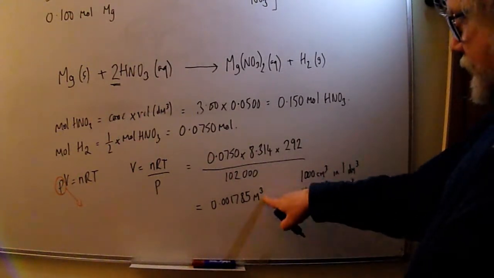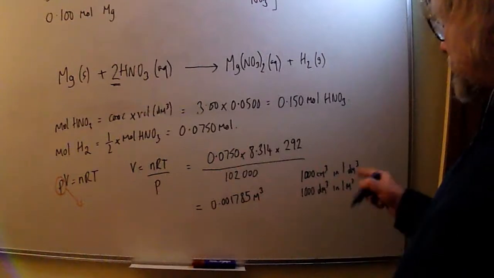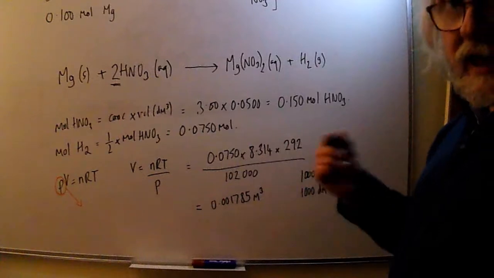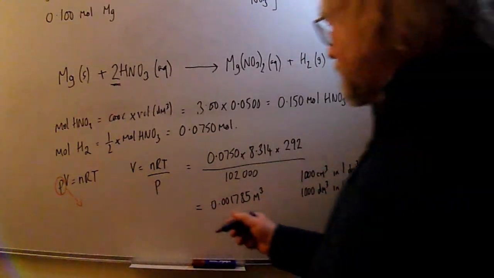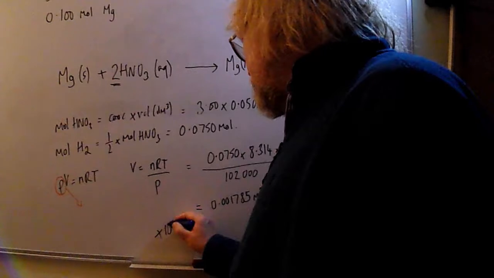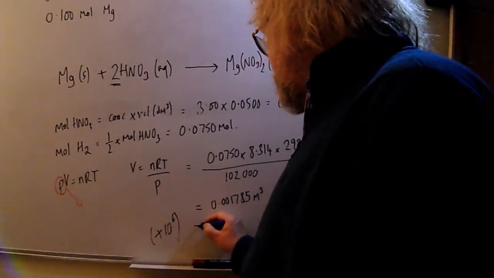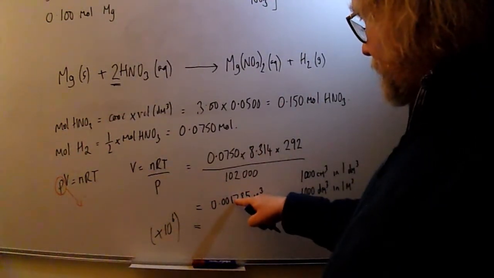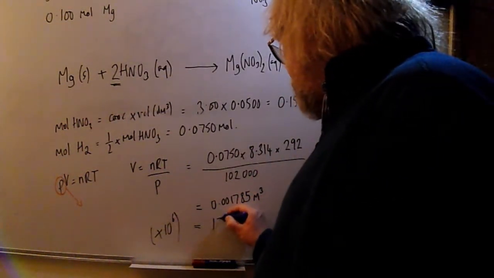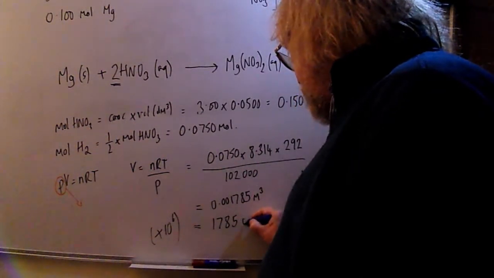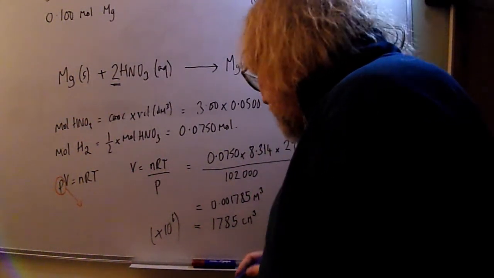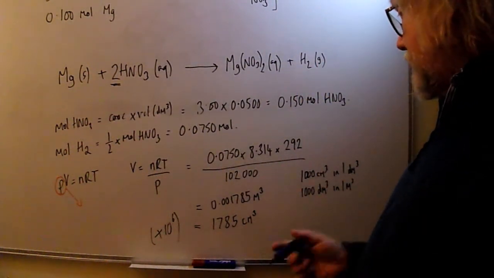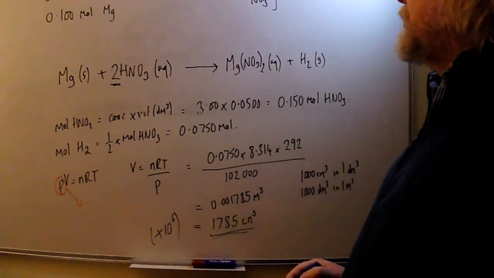Okay, so to convert from meters cubed to cm cubed is not just multiplying by 1,000, but it's multiplying by 1,000 and then by 1,000 again, in other words multiplying by 1,000,000. So we've got to multiply by 10 to the 6, and that means that we go 1.785 dm cubed, 1785 cm cubed is the answer. You could round that to 1790 to 3 significant figures and that would be fine, but that's the volume that you should expect.